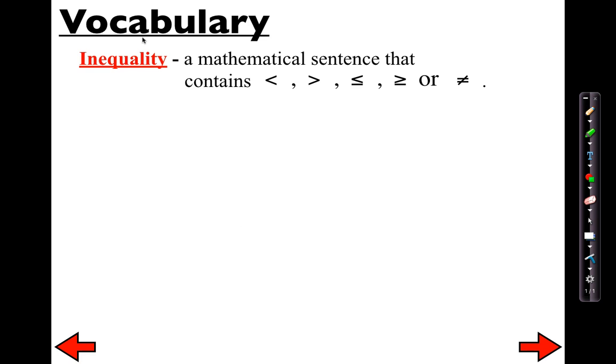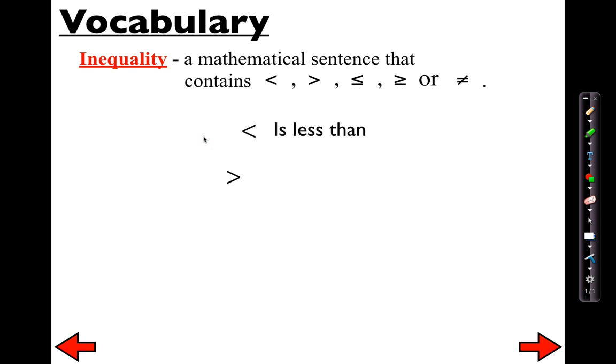So vocabulary. Inequality is basically a mathematical sentence that contains any of these symbols: less than, greater than, less than or equal to, greater than or equal to, or does not equal to. So quick rundown. If it's pointing to your left, you would call this less than. One way you can think of it is it looks like an L. I know it's a far stretch, but you can kind of form this into looking like an L. So I could think of that as, oh, that's less than.